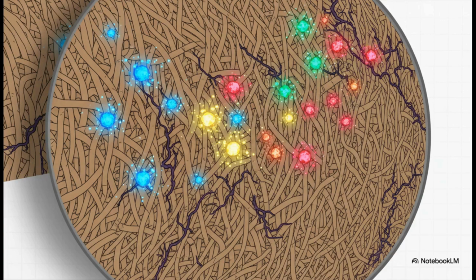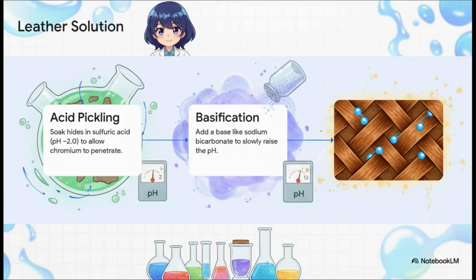Raw animal hide rots, and it rots fast. The goal is to turn it into durable leather, but the tanning chemicals can't get inside the hide's dense fibers. It's this really fascinating two-step dance with pH.